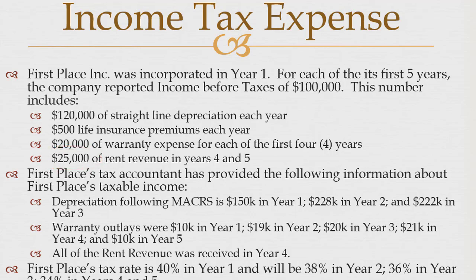The tax accountant has gone back through our numbers, and she has provided us information about taxable income that's a little bit different than the GAAP numbers we've already seen. First off, from the MACRS tables, depreciation will be $150 in year 1, $228 in year 2, $222 in year 3, and then it will be done. Warranty outlays, the actual cash paid or inventory given to satisfy warranty expenses, will be $10,000 in year 1, $19 in year 2, $20 in year 3, $21 in year 4, and $10,000 in year 5. And finally, all of that rent revenue will be received in year 4, so they have prepaid for the 2 years of rent.